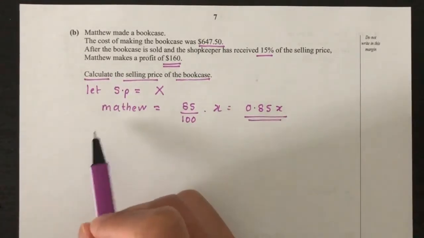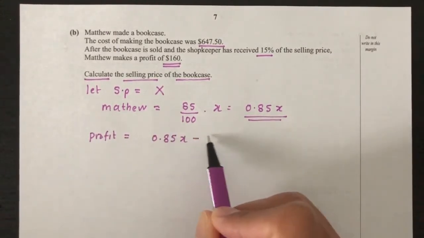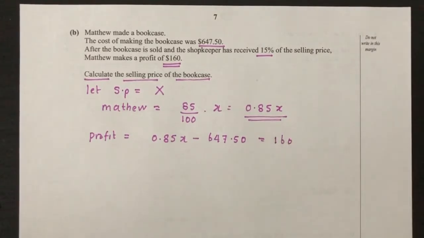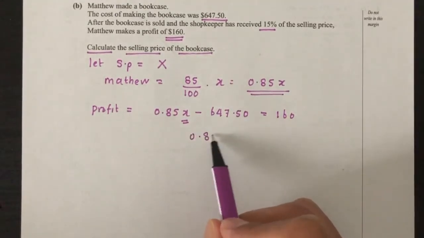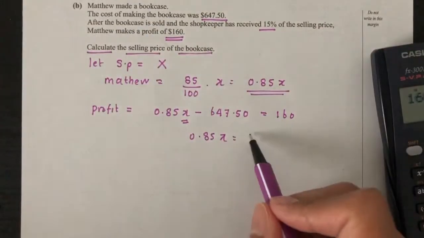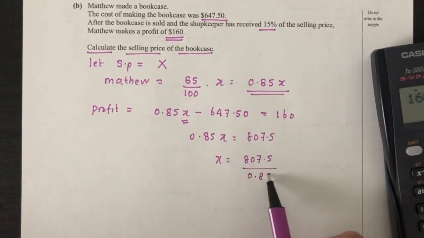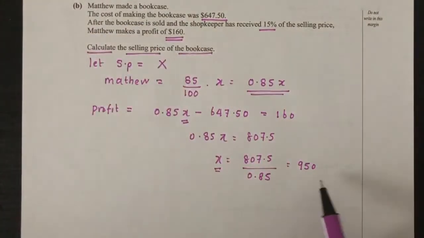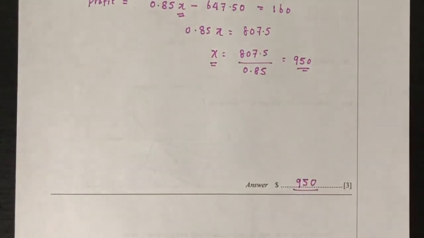Now, how do you find profit? Profit will be the amount received minus cost, which is equal to profit, which is 160. So let's find the value for X, which is the selling price. First step, we send this one to this side. You will have 0.85X equal to 160 plus 647.5. That will be 807.5. So X will be 807.5 divided by 0.85. That will be 950. So X is 950, and X is equal to the selling price. Selling price will be 950 for this bookcase. And that is your question number 3.